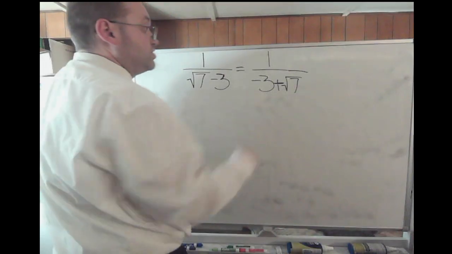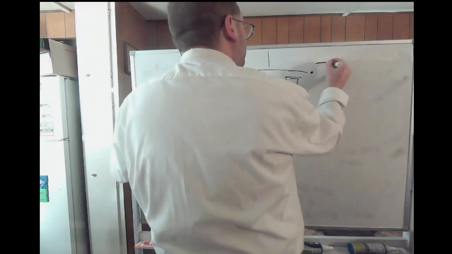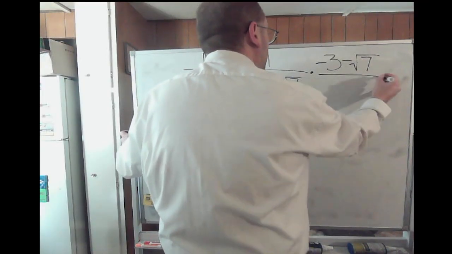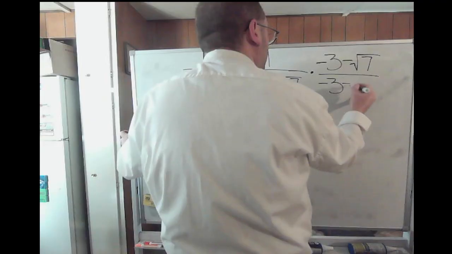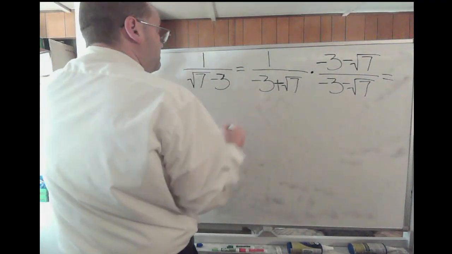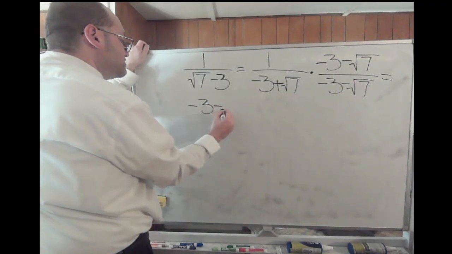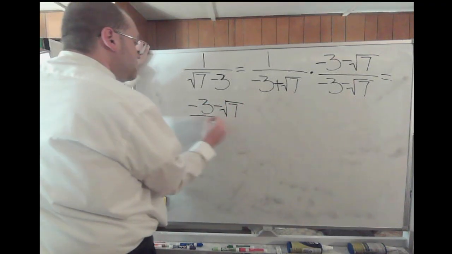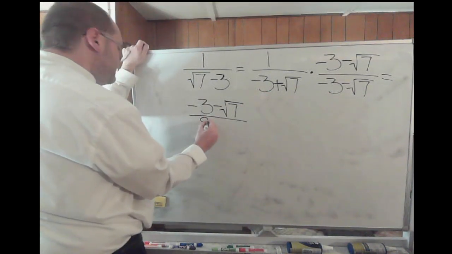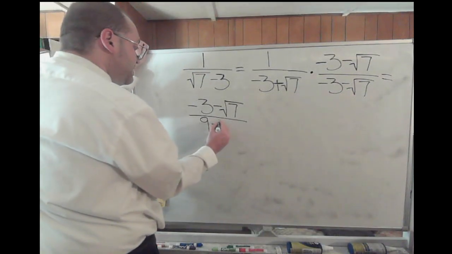Now we can go ahead and multiply numerator and denominator by the conjugate, which would end up being negative 3 minus the square root of 7, for both the numerator and denominator. So now, if we take 1 times the numerator, you'll end up having negative 3 minus the square root of 7 in the numerator. All over, negative 3 times negative 3, that's positive 9. Then you have square root of 7 times negative square root of 7, that'd be minus 7.